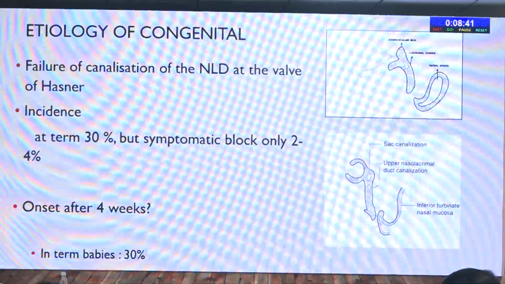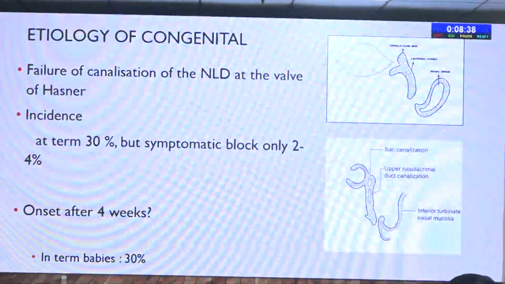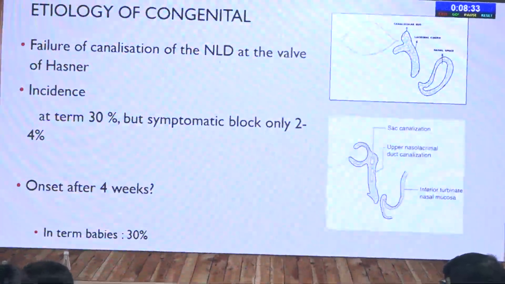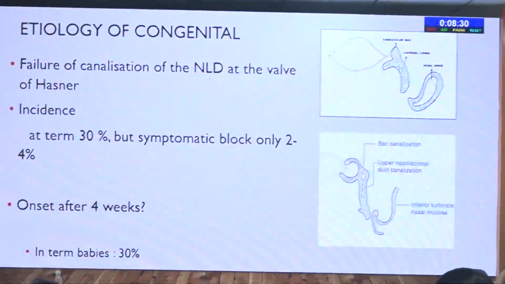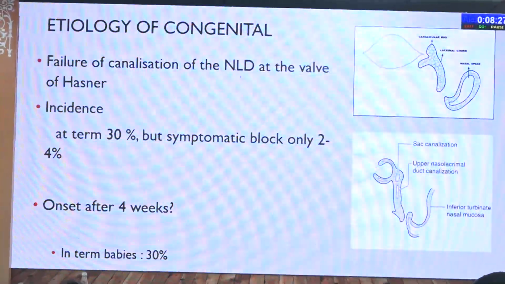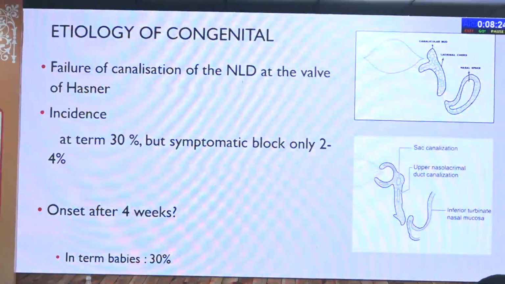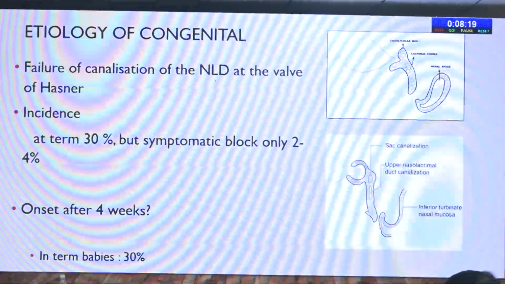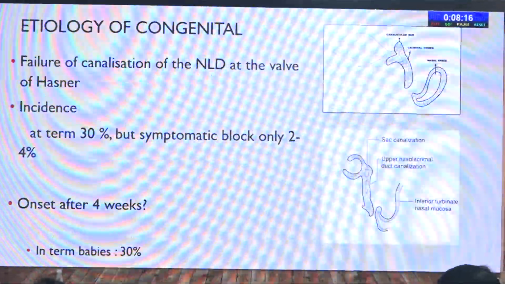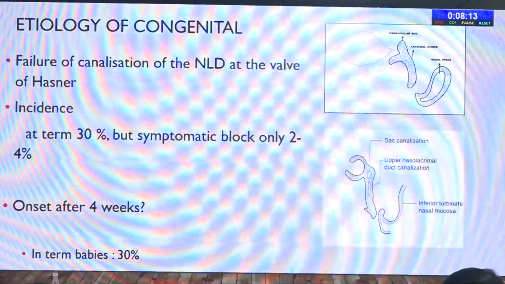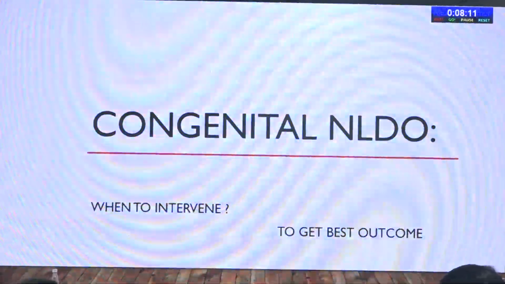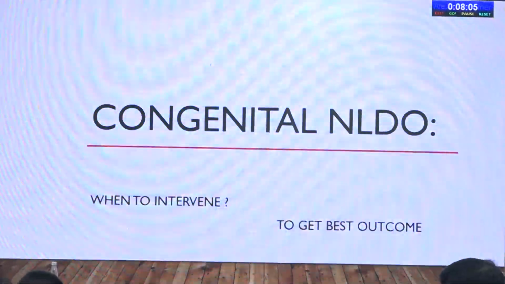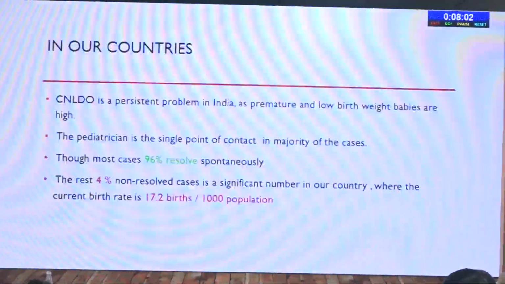Failure of canalization of the NLD at the valve of Hasner occurs; at term, only 30% are totally canalized, and symptomatic block is only 2 to 4% after 2 months, because before 2 months there is nothing. Most of the time a pediatrician is treating, and there is a point I want to highlight. Onset is generally after 4 weeks, and in term babies also 30%. The big question is when to intervene to get the best outcome. The timing is very important.